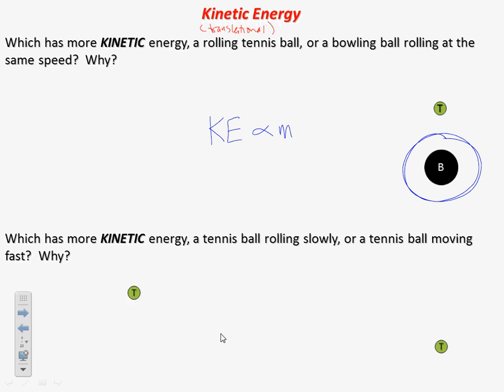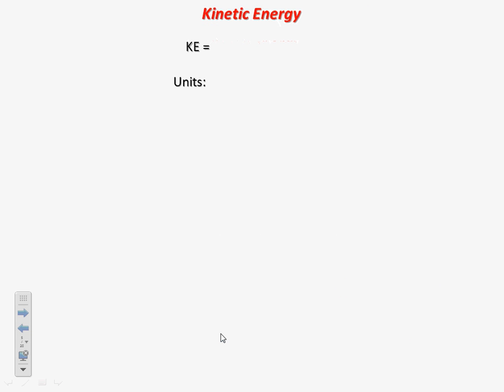Which has more kinetic energy? The fast tennis ball or the slow one? Well, it's the fast one, because kinetic energy is energy of motion. And kinetic energy is proportional to velocity. Was that right? Yeah, I think that's right. So KE, well, proportional to mass, proportional to velocity.